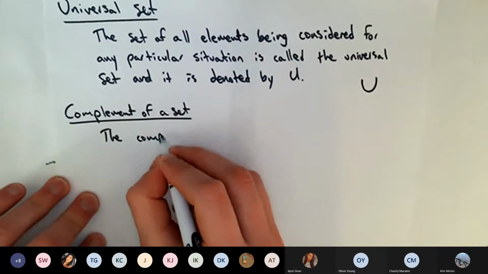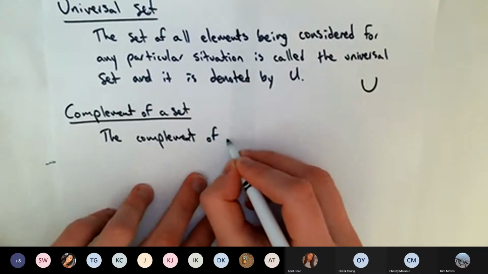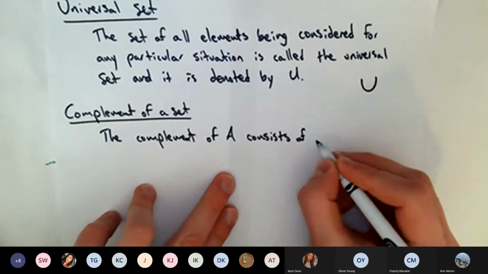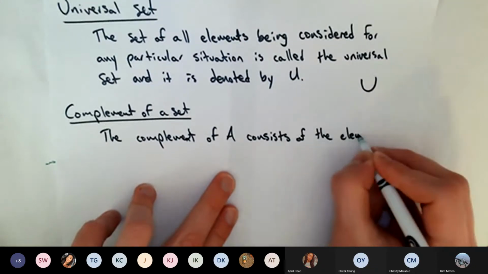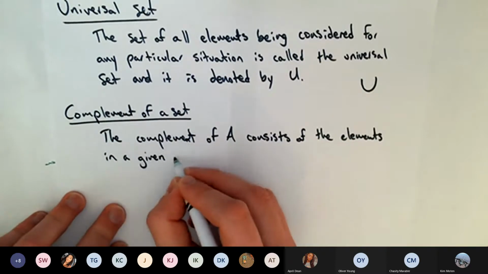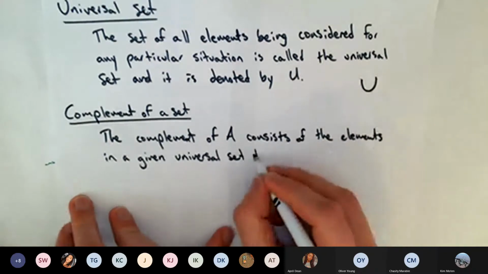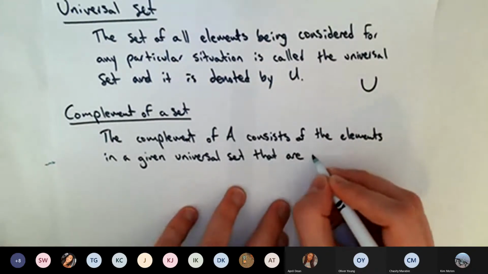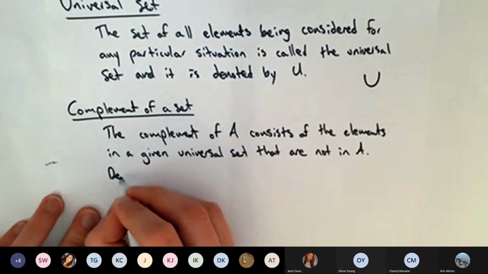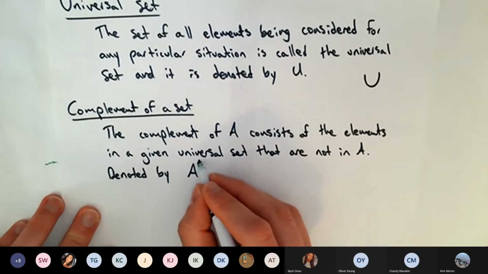So the complement of a set A consists of the elements in a given universal set that are not in A. And we denote it, so it's like the opposite of A. It's denoted by A with a little tick mark up in the corner.